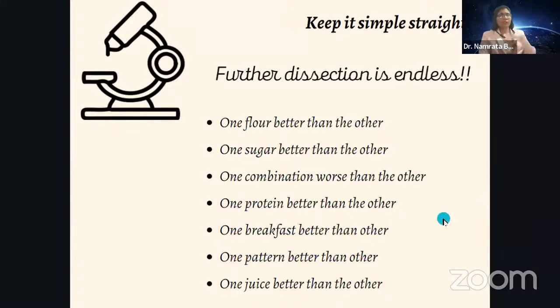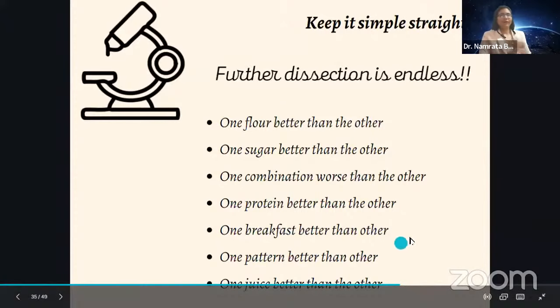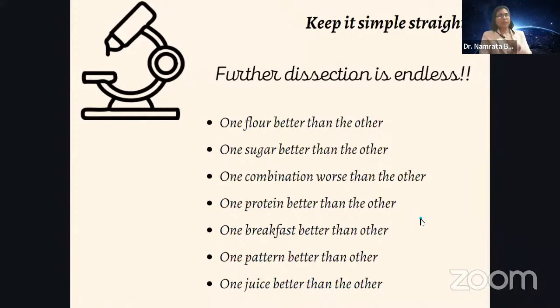One combination. पालक पनीर मत खाओ, मटर पनीर मत खाओ. Continue because ये चलते आ रहे हैं, खाए हैं लोगों ने, and you're not going to eat palak paneer every single day. One protein better than the other, one breakfast better than the other, one pattern better than the other, one juice better than the other. करेले का जूस ले लो, because if you like, definitely take it. But if you don't like, don't take it just because somebody said it's better. Have लौकी की सब्जी rather than लौकी का जूस.